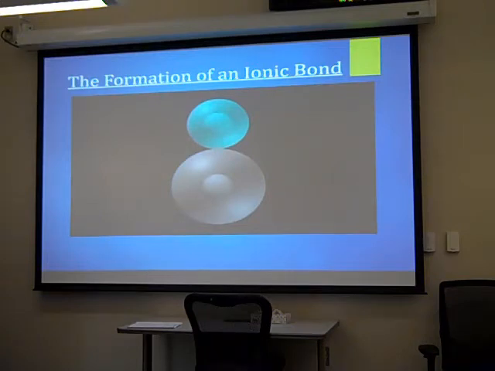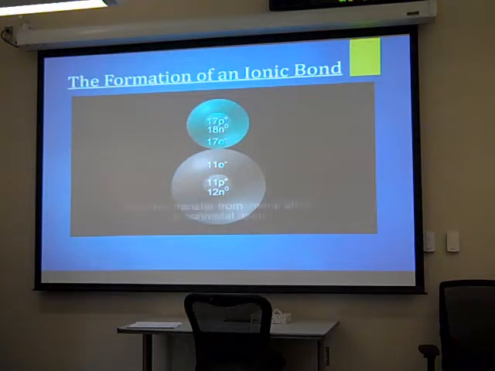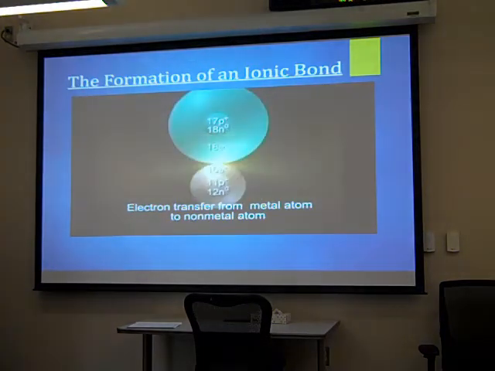Electron transfer from a metal atom to a non-metal atom. The sodium atom has 11 protons and 12 neutrons in its nucleus, and 11 electrons around the nucleus. The chlorine atom has 17 protons and 18 neutrons in its nucleus, and 17 electrons surround it. The sodium atom transfers an electron to the chlorine atom, and the ions attract each other and release energy.